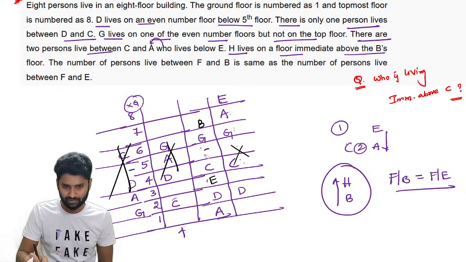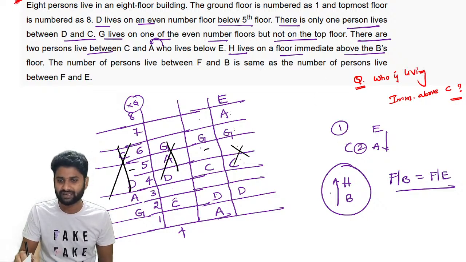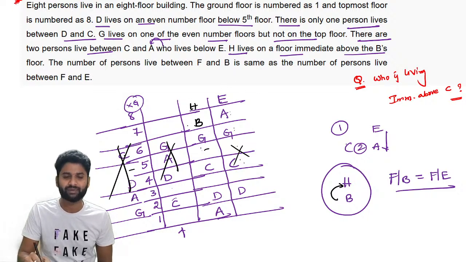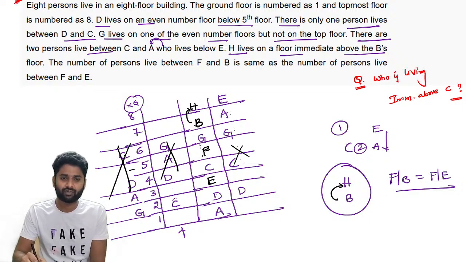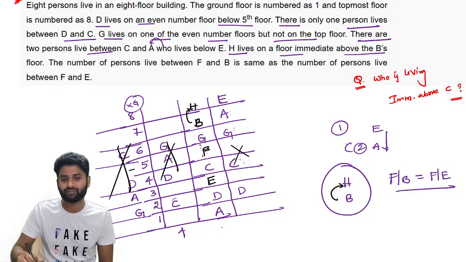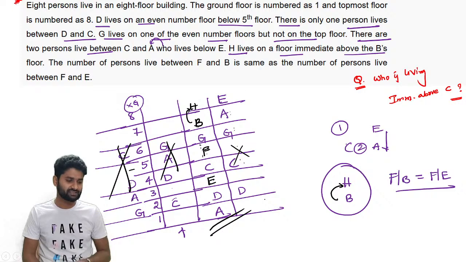Sorry for that, I made one mistake here. H lives immediately above B, not just above. So we can conclude that H is here and B is here. So H lives immediately above B, and the number of floors between F and B is similar to the number of floors between F and E. If you observe, between F and B there is one floor, and between F and E is also one floor. That's why this is the perfect answer.